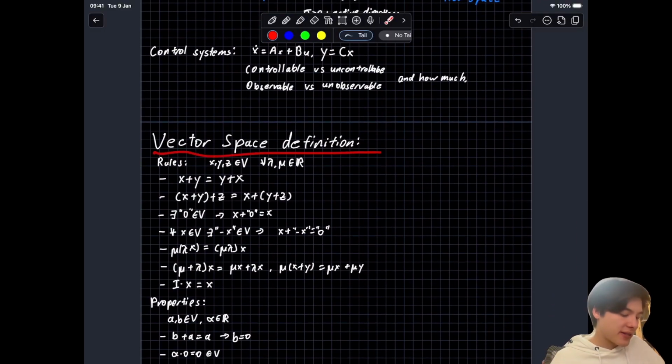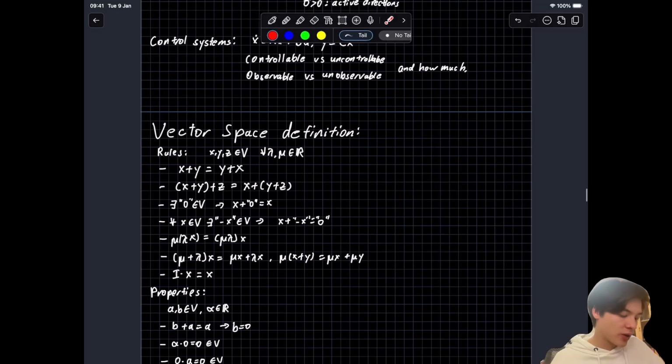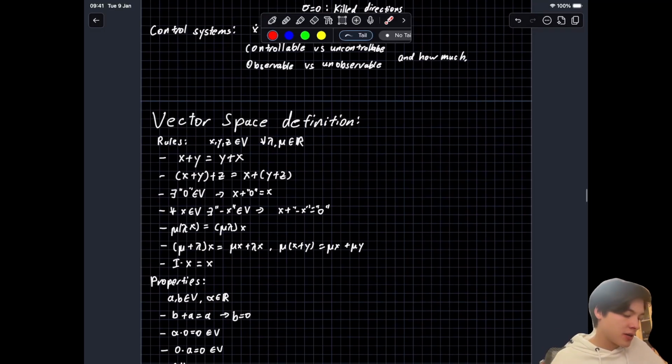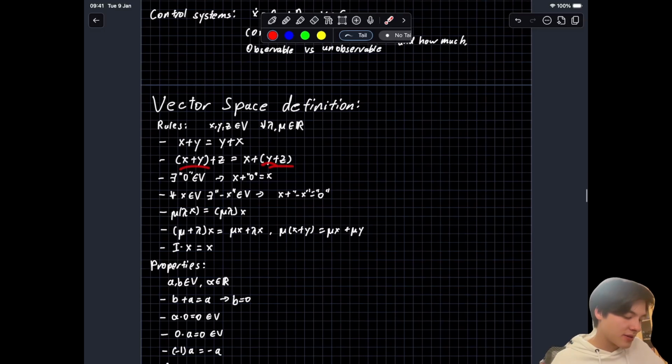So, vector space definition. What is a vector space? It needs to be x plus y equals y plus x. I keep on forgetting the names. Commutative. I don't know. Whatever. But yeah, we can use the brackets.